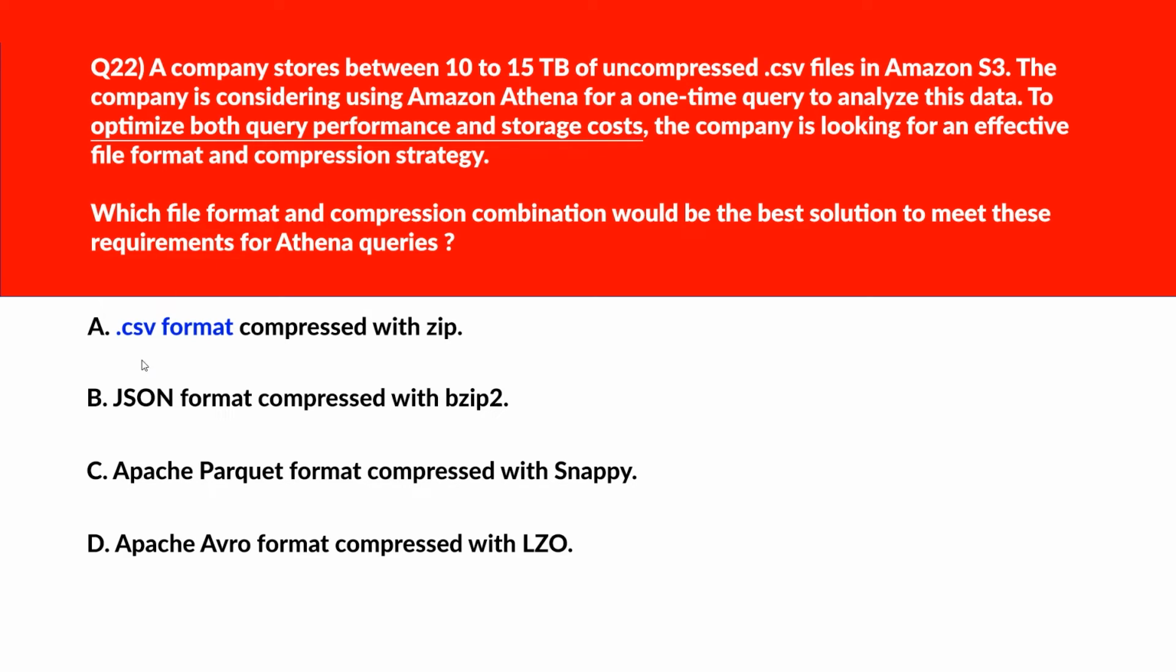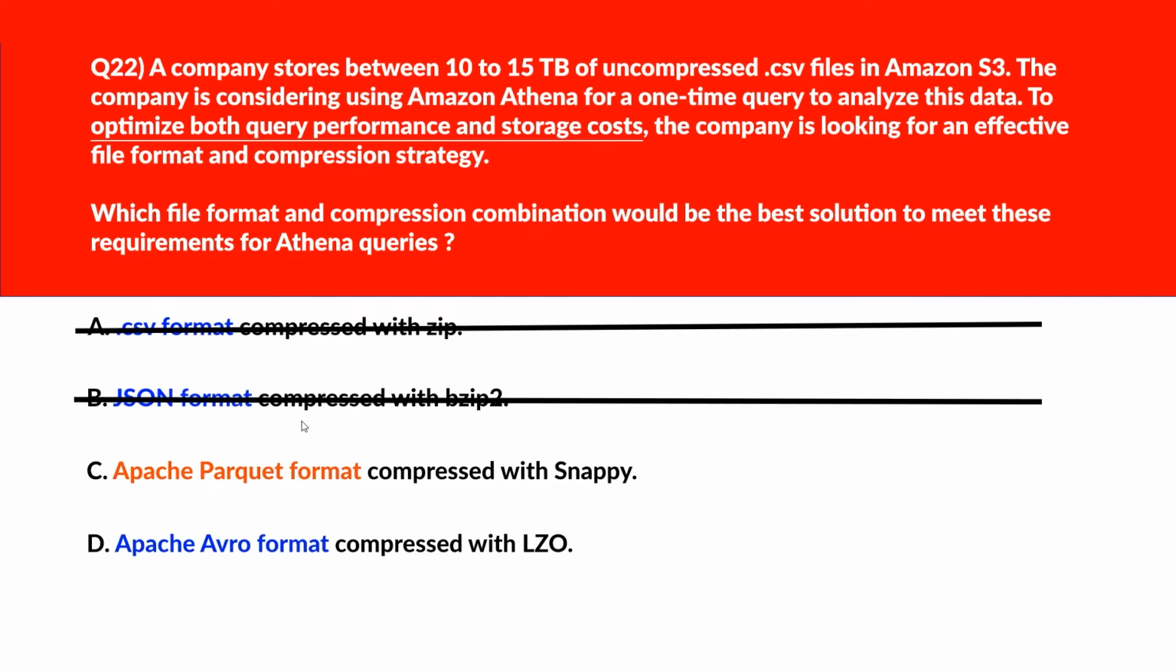Let's look at option A. A says .csv format compressed with zip. .csv is a row-based format and not efficient for analytics. Hence incorrect. Let's move to option B. B says JSON format compressed with bzip2. JSON is row-based and lacks the optimization provided by columnar formats. Hence incorrect.